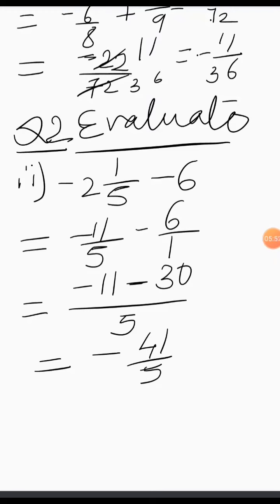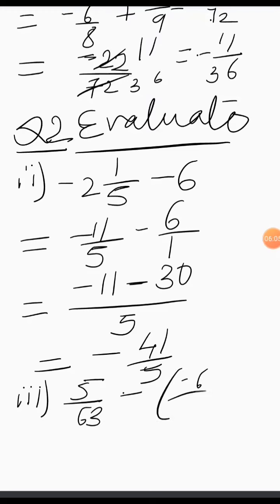Okay, and see the third one, I will write just 2 steps and the remaining you can do. Let me tell you: 5 by 63 minus 6 upon 21.